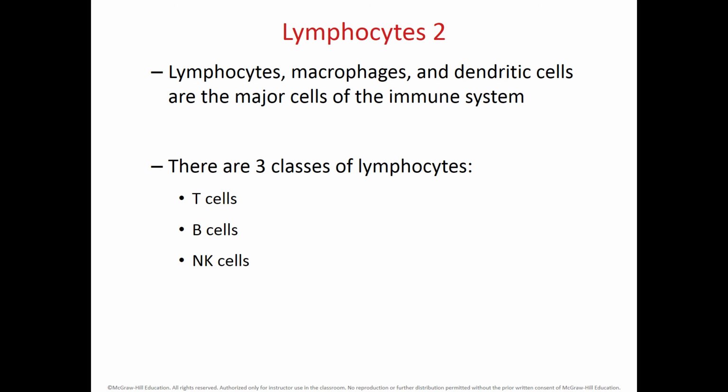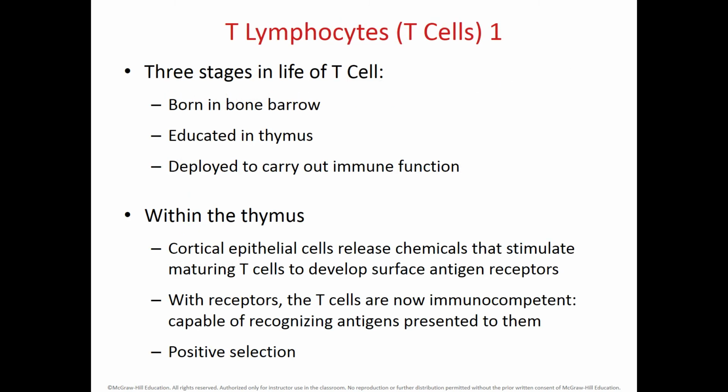The lymphocytes, macrophages, and dendritic cells all help in concert to set this immunological response. So there are 3 stages in the life of a T cell. They will form in the bone marrow, they will train in the thymus, and then they will go into the circulatory system to carry out their immunological function.